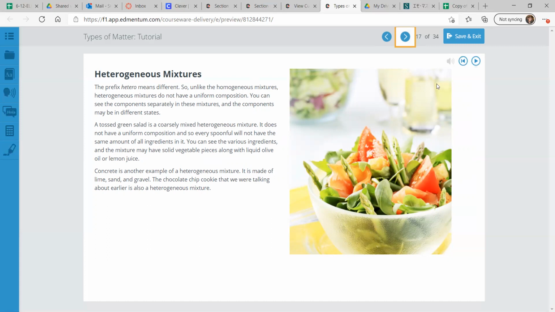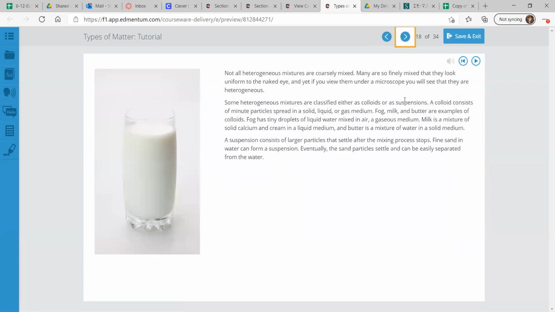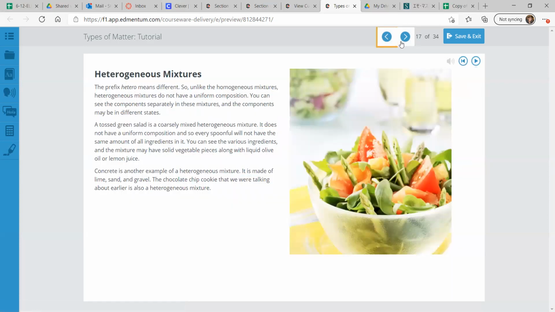Concrete is another good example of a heterogeneous mixture. It's made from lime, sand, and gravel. That chocolate chip cookie that we were talking about at the beginning of this lesson, that is a heterogeneous mixture as well. You can see the chocolate chips mixed in there. However, there are different types of heterogeneous mixtures. This salad would be referred to as coarsely mixed.